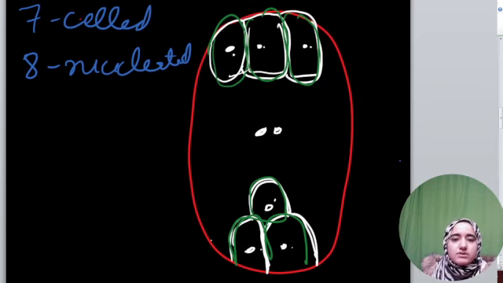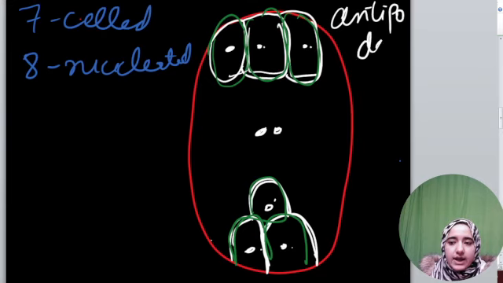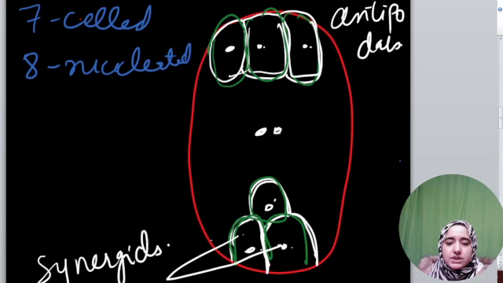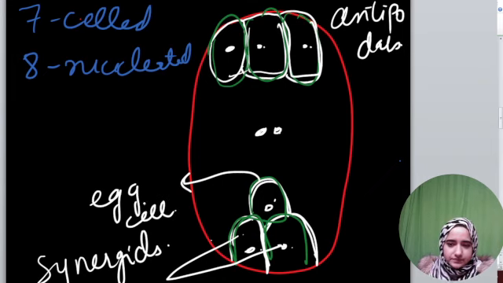Now we will just give them names. Okay, what are their names? These 3 cells at the chalazal end are known as antipodals. These 2 cells at the micropylar end, these 2 cells, 1 and 2, are known as synergids. And this cell is known as the egg cell.